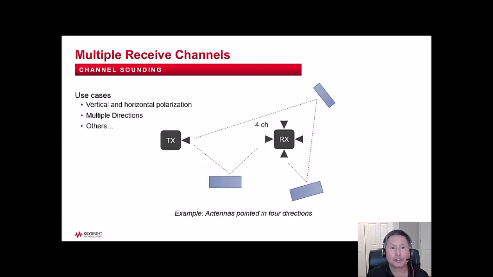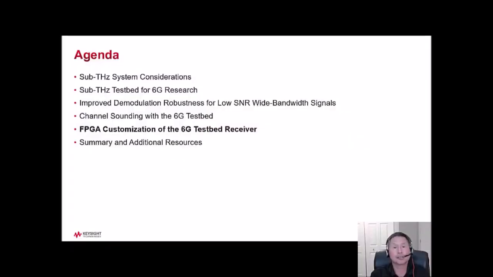This allows you to measure the relative differences between channel responses. This could be antennas with different polarizations, or antennas pointed in different directions, or other scenarios. Next, we'll discuss some FPGA customization work that was done with the 6G testbed receiver.